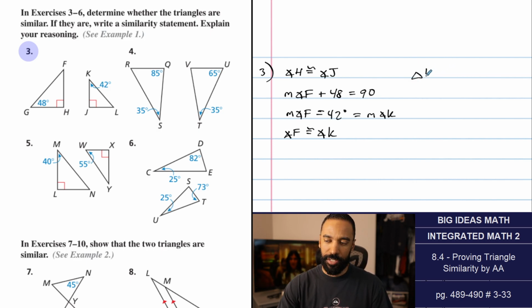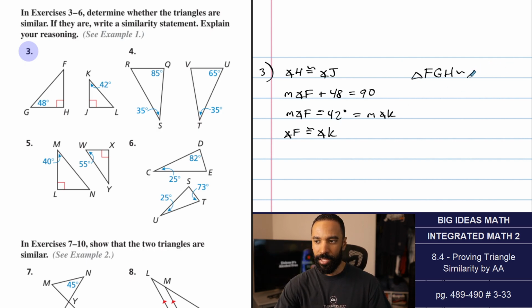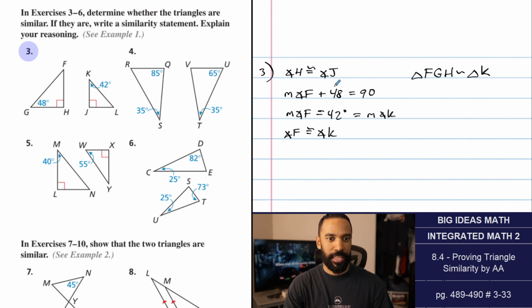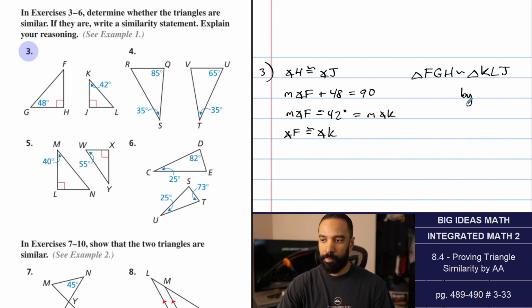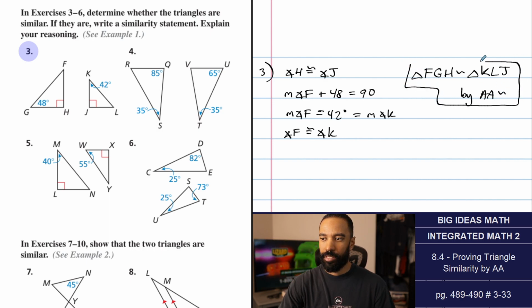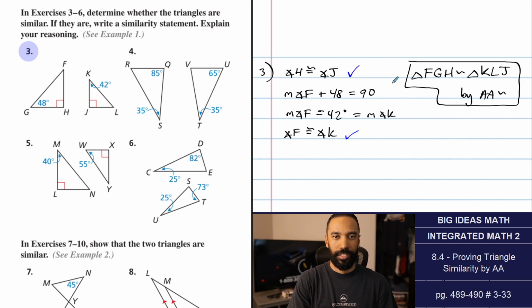F, G, H is similar to, now which one is F congruent to? K. So I'm going to put K first. G must therefore be with L, right? That must be 48 degrees. And then H is with J, like that, by angle similarity. So it's right here and right here that we show that those two sets are congruent to make that happen.